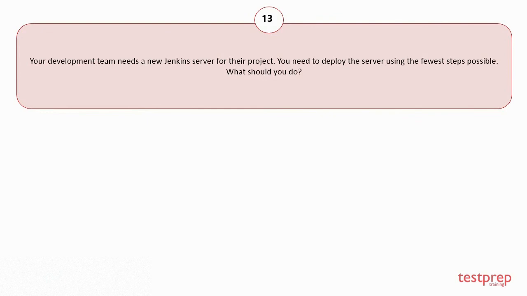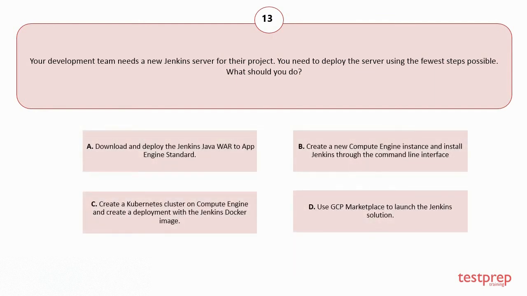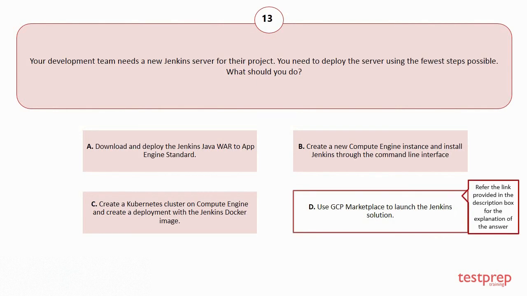Number 13. Your development team needs a new Jenkins server for their project. You need to deploy the server using the fewest steps possible. What should you do? Your options are: A. Download and deploy the Jenkins Java War to App Engine standard. B. Create a new Compute Engine instance, and install Jenkins through the command line interface. C. Create a Kubernetes cluster on Compute Engine, and create a deployment with the Jenkins Docker image. D. Use GCP Marketplace to launch the Jenkins solution. The correct answer is option D.